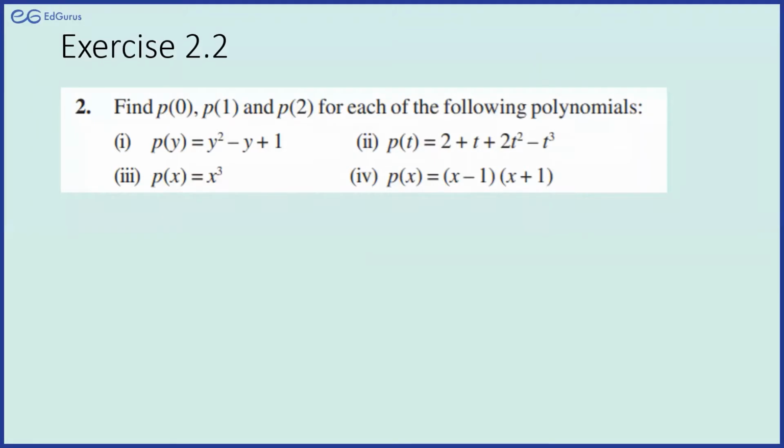Next, find p of 0, p of 1 and p of 2 for each of the following polynomials. Now this is a different way of asking the same thing. So what are they saying when they say p of 0? क्या कह रहे हैं वो, क्या निकालना है हमको?